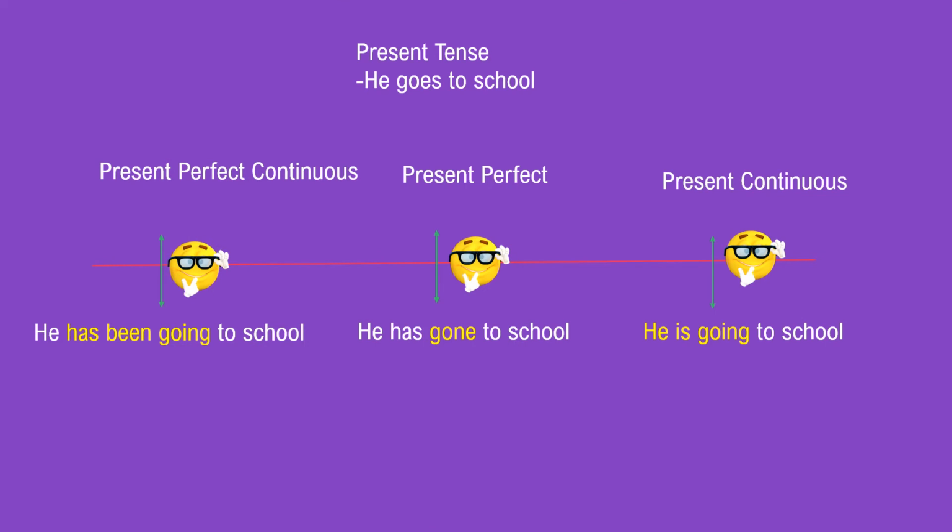What about present tense? He goes to school. To be written in present perfect continuous, he has been going to school. Present perfect, he has gone to school. Present continuous, he is going to school.